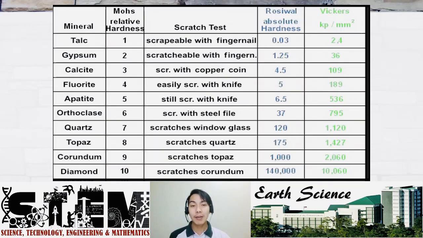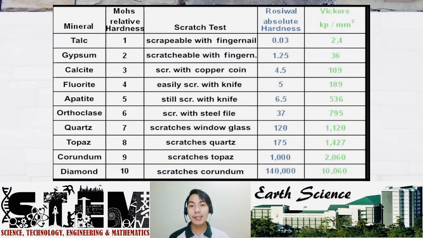For Mohs relative hardness level 2, it is still scratchable by fingernail, but this time you will have difficulty scratching the mineral. Then number 3, if it's scratchable by a copper coin. Number 4, if it's easily scratched with a knife.